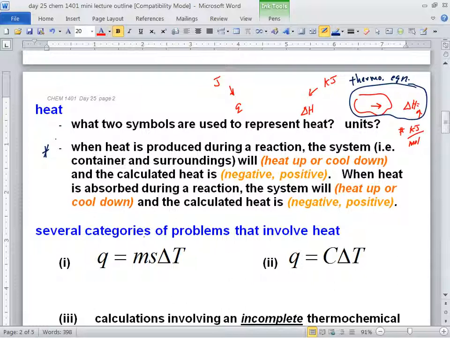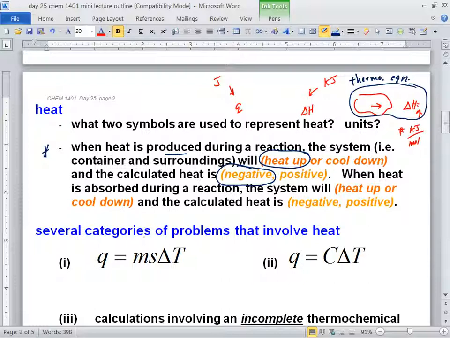When heat is produced during a reaction, so heat's being produced, it's a product, the system, in other words the container and the surroundings, will heat up. And the calculated heat, because you're going to have to put the sign on these heats, these joules, you're going to put a negative sign or a positive sign on that. If the heat's produced, the system heats up. It's negative. Good. Exothermic, negative heat. Heat's being lost. That's why they put the negative sign on there.